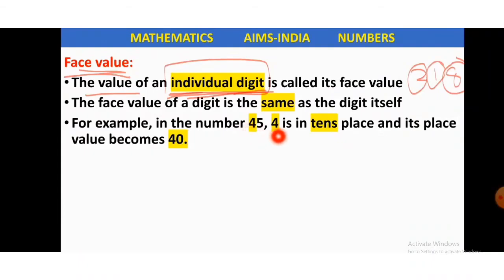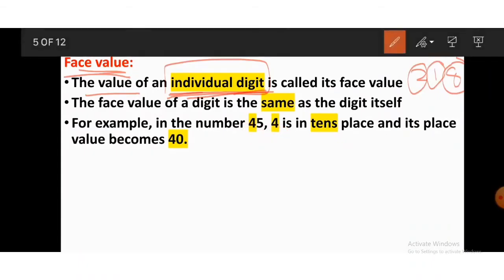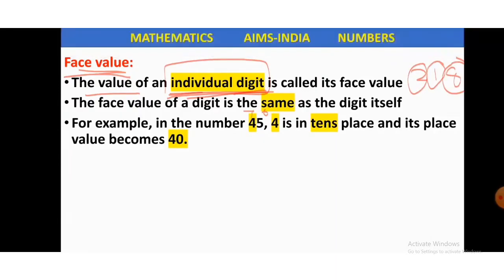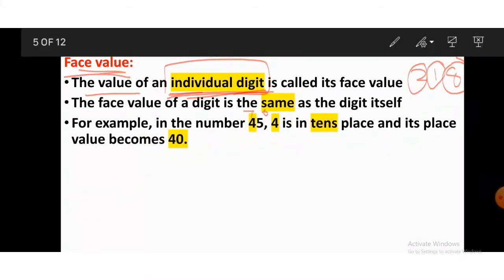We are taking the digit 4. 4 is in which place, children? Again, we have to write the places above the number, ones and tens. 4 is in tens place. What will the place value of 4 be? The place value of 4 becomes 4 tens, which is equal to 40.